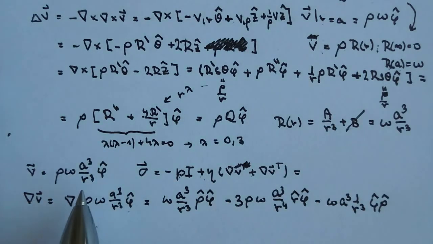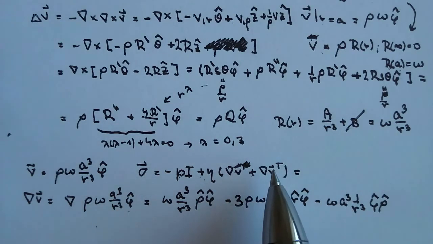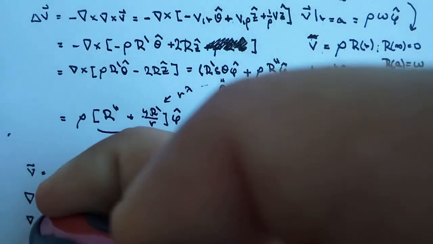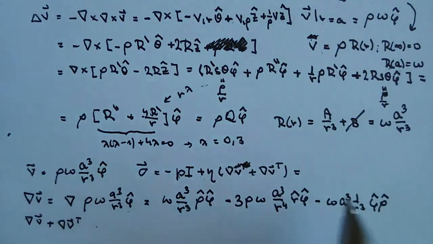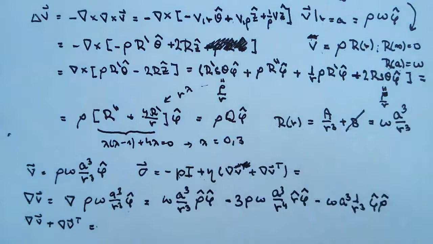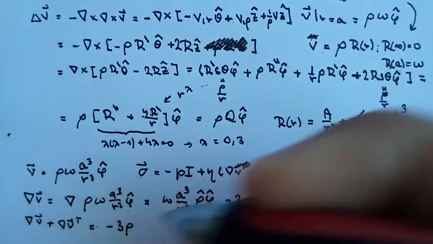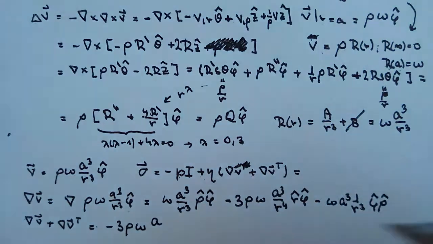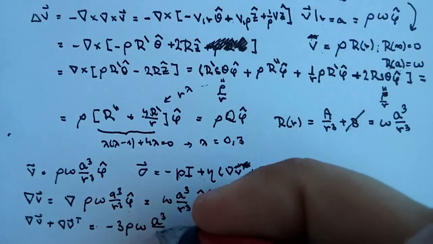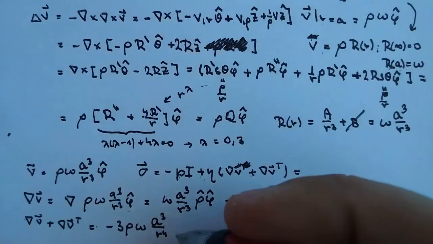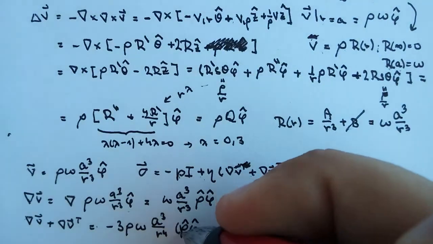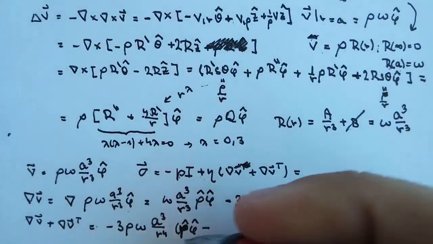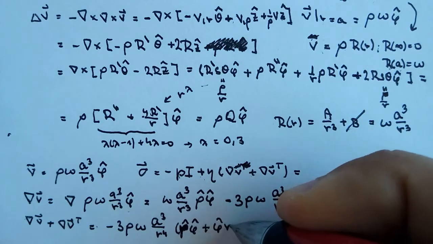If we sum this relation with its transpose counterpart, interestingly enough, this part will cancel with this part because they are antisymmetrical. So the result will be minus 3 rho omega a to the 3rd power over r to the 4th power times rho hat phi hat plus, I'm sorry, r hat phi hat plus phi hat r hat.